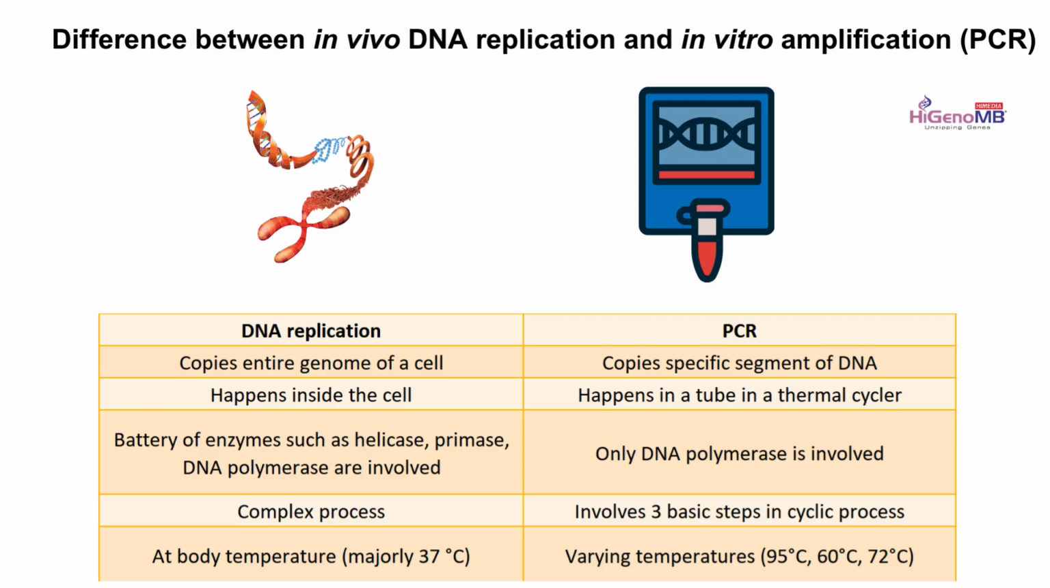When you take PCR, a segment of DNA is copied multiple times. And where does it happen? It happens in a tube which is placed in a machine called a thermal cycler. Here you use only a single enzyme, which is called DNA polymerase. It involves 3 basic steps which I will explain in the coming slides, and this is possible with a thermal cycler which varies the temperature between 95 degrees, 60 degrees and 72 degrees.